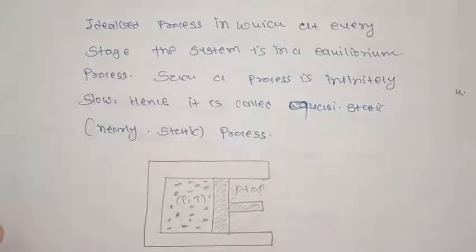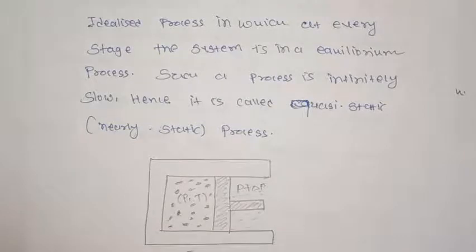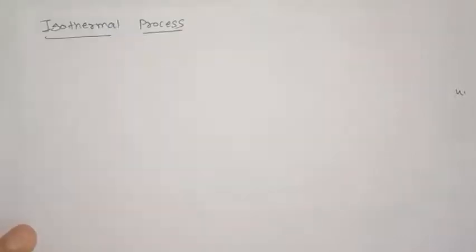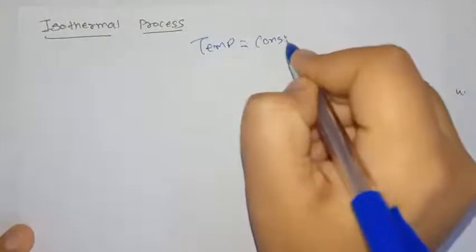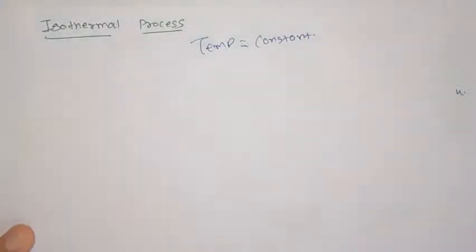So now, first of all, let us see the isothermal process. The process in which the temperature of the system is kept constant throughout is called an isothermal process. It is also known as a constant temperature process. For a process to be isothermal, any heat flow into or out of the system must occur very slowly so that it always maintains thermal equilibrium.